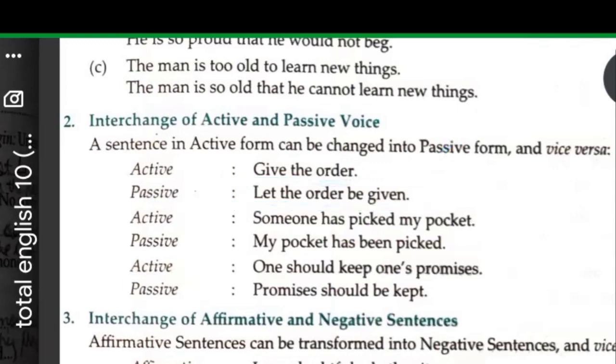That's it. Now, coming to the next statement: someone has picked my pocket. What do you mean by picking up a pocket? Have you ever seen anybody picking up a pocket? What is the meaning of the statement? I would like to know.